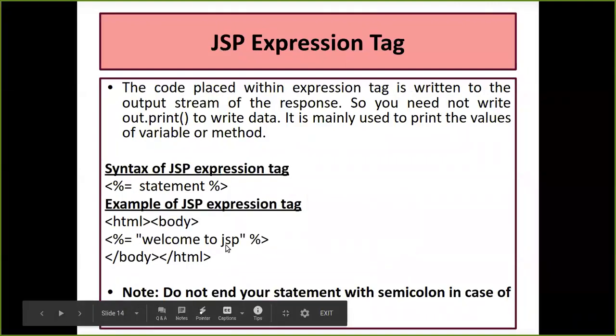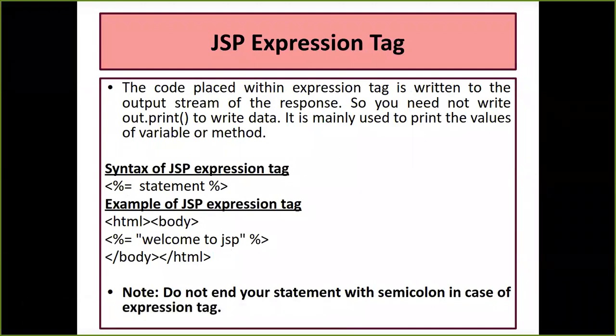So what we have to learn from this is that it is a replacement of your out.print statement for displaying the data for the client. What is the syntax? It is going to start with the equals to sign, and whatever you want to print, write it in double quotes. Don't end it with a semicolon.